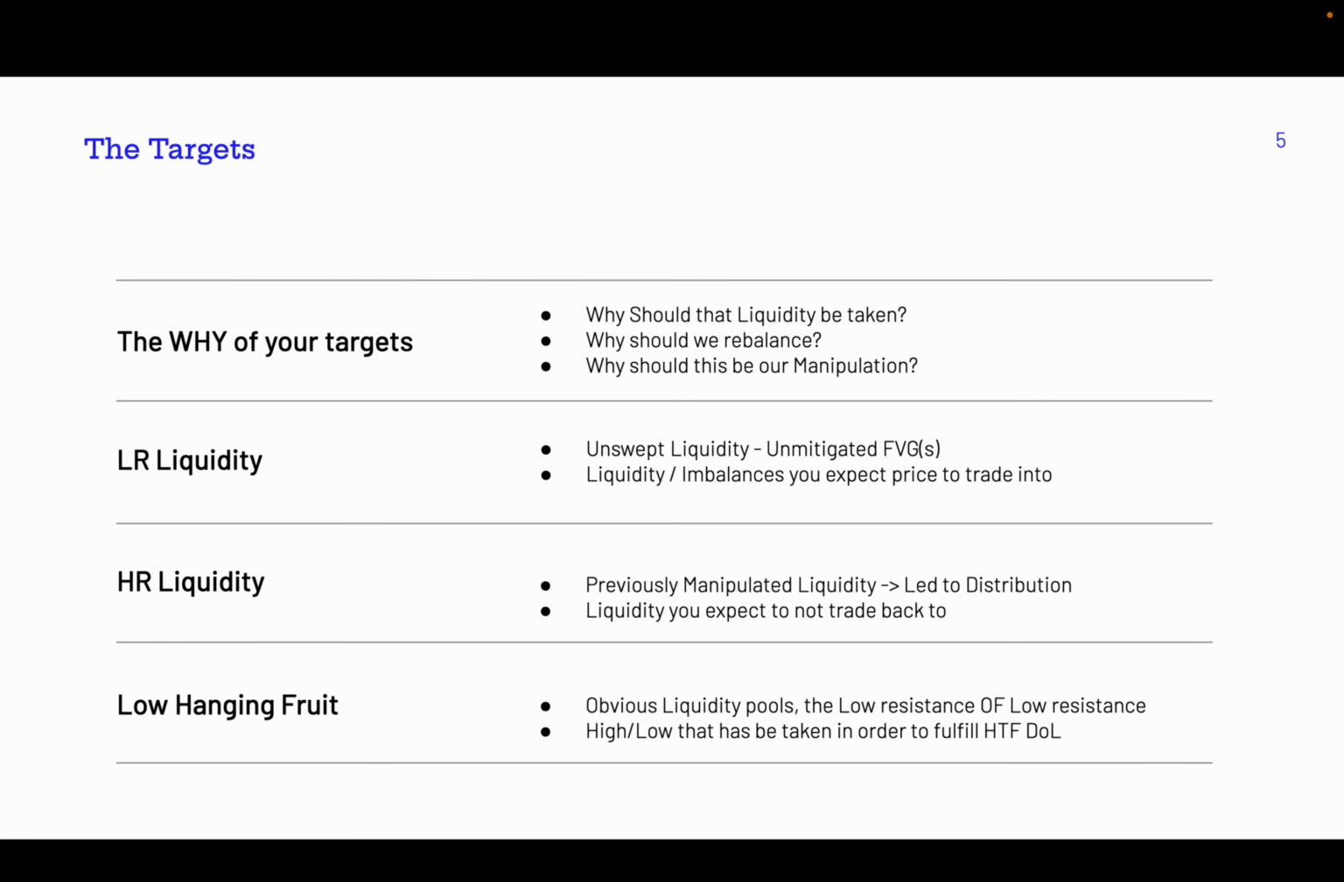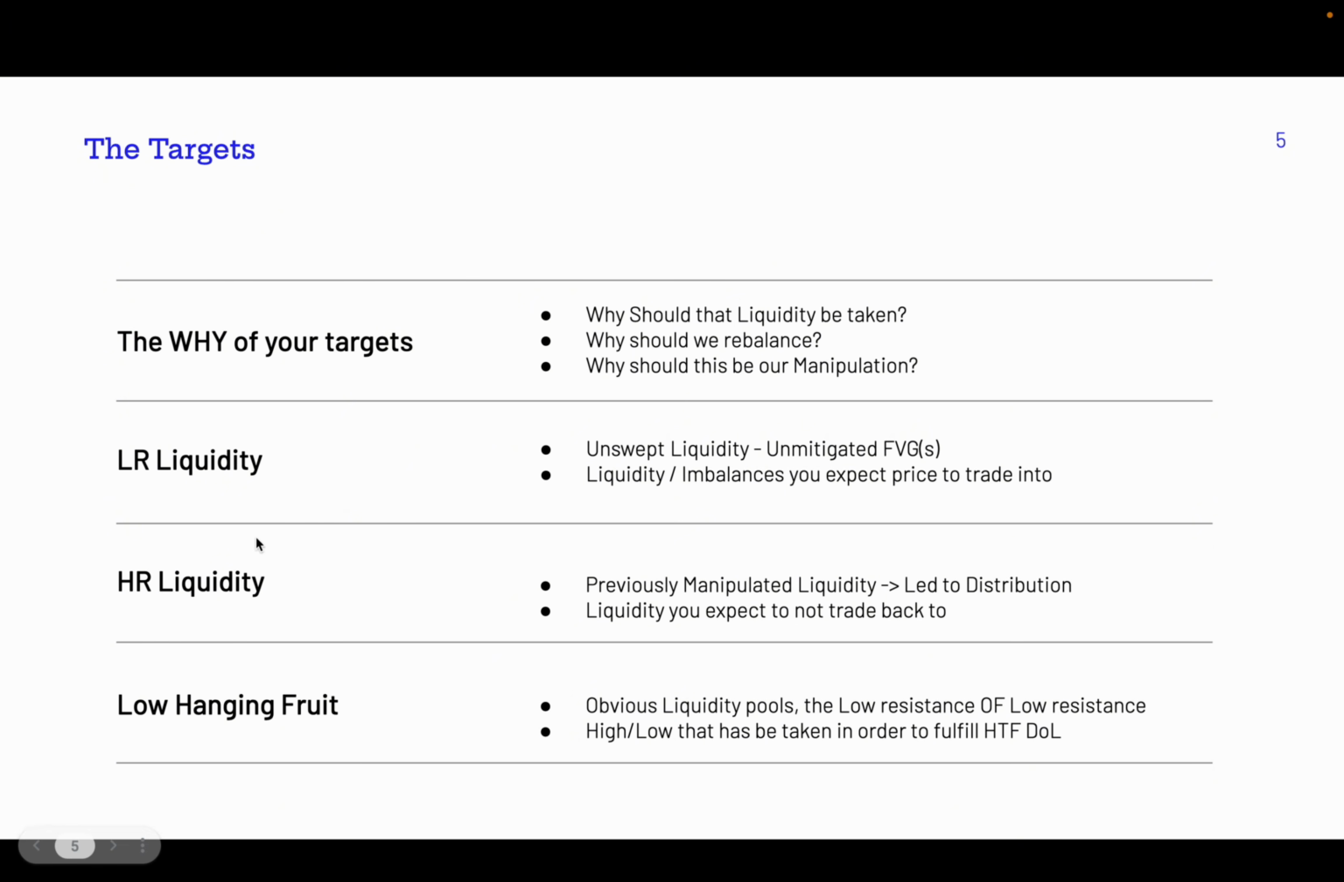And then why should this be our manipulation? Why should the market not trade back to this low? I usually base it around, okay, there's no point. There's no liquidity at this low because it was just swept. So there's nothing there, and we filled an entire imbalance. So there's nothing to rebalance lower, and there's no liquidity to run to lower. So there's no point in taking this low, hence why that should be our manipulation.